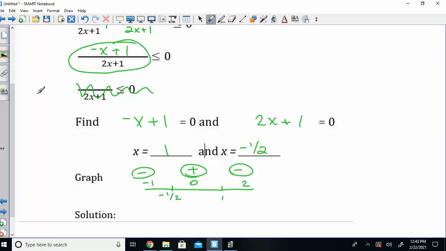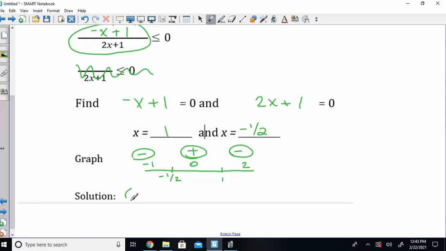Less than 0. Less than means negative. So equal to means bracket. Can I put a bracket on both of these numbers? No. Which one can't have it? The negative 1/2, because the bottom of the fraction can't equal 0. So it's negative infinity, negative 1/2 with a parenthesis, union, bracket 1 to infinity.